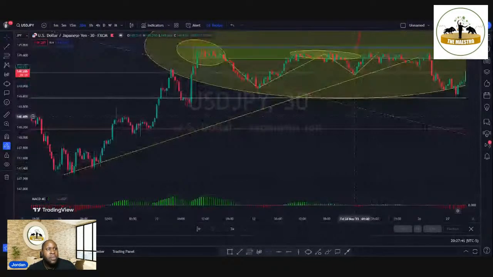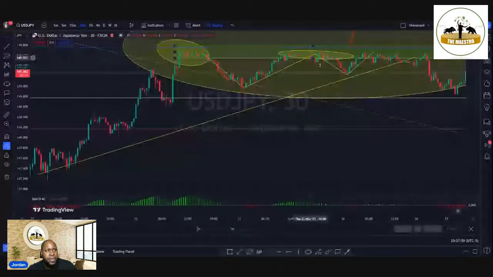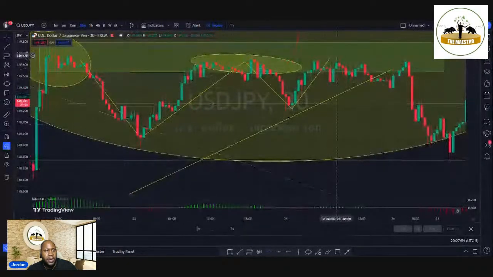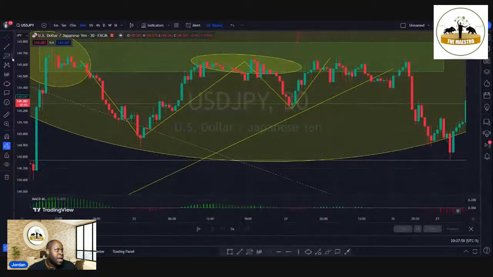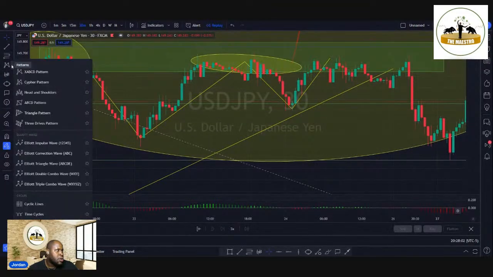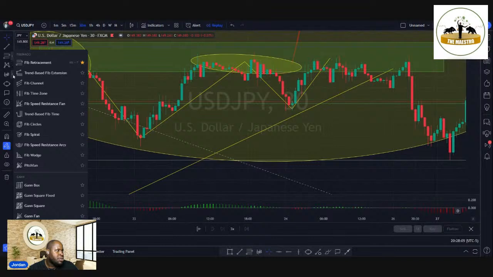But I'm seeing multiple areas of resistance. After that second hit, I want to enter the next time we hit this area. So if I'm taking my entry over here, one second. Where are my entries again?